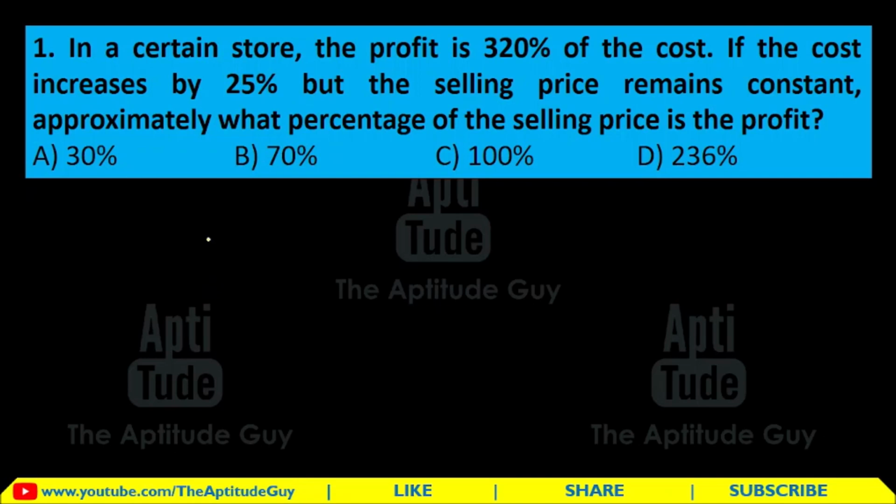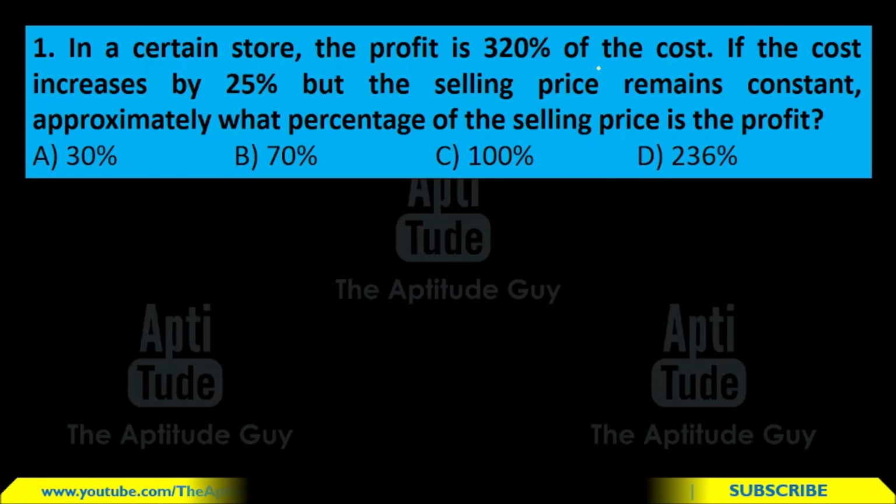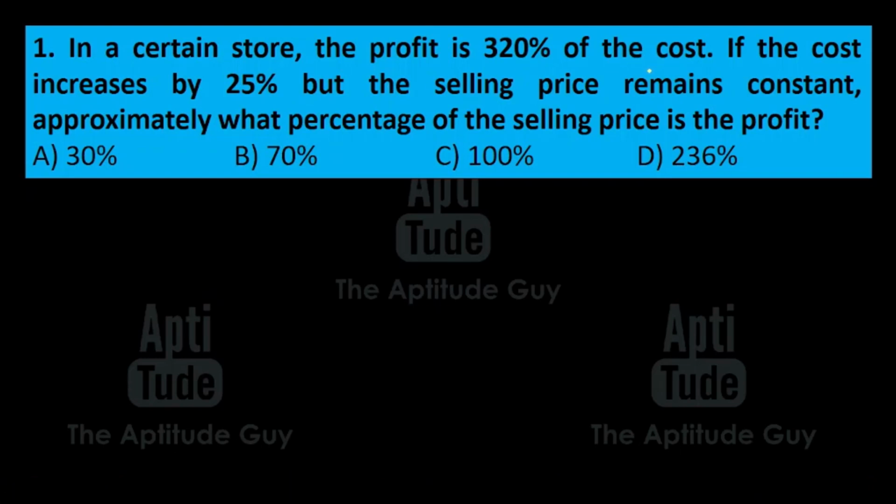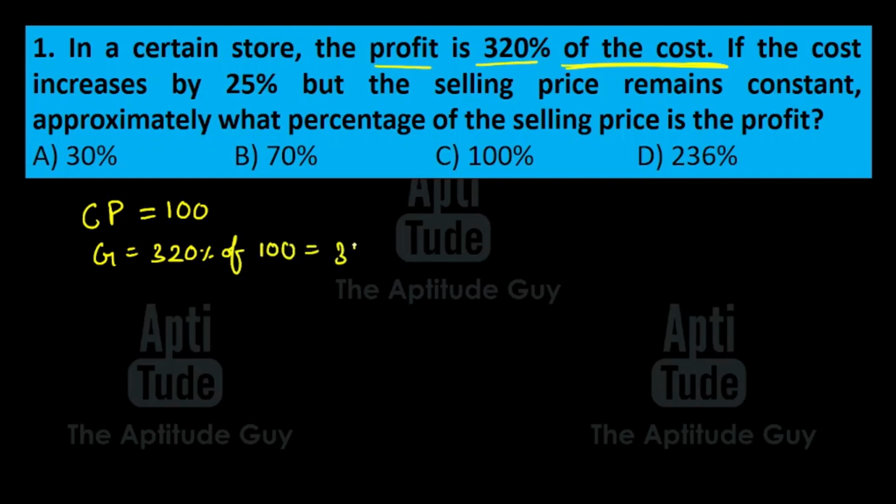Alright, let's do it. In a certain store, the profit is 320% of the cost. Remember in the previous video, I told you how to figure out which one to assume as 100. Always assume the reference as 100. Over here they have mentioned the profit is 320% of the cost. Of the cost. So cost price is 100 rupees. We assume this. Now, profit is 320% of the cost. So gain is 320% of 100. That is equal to 320.